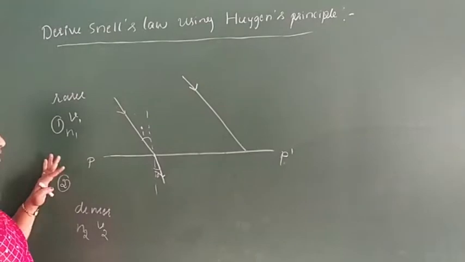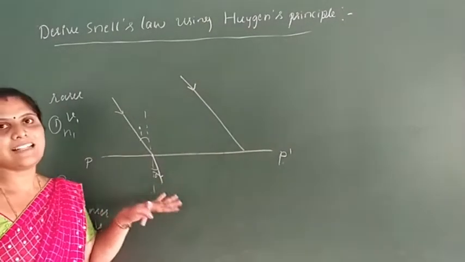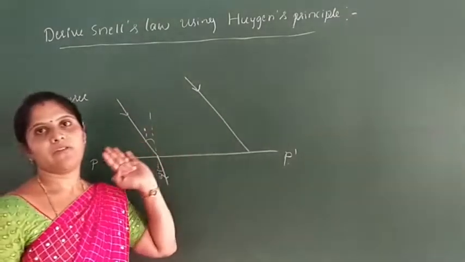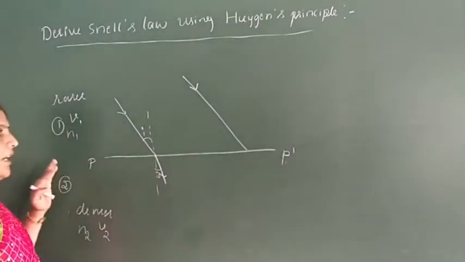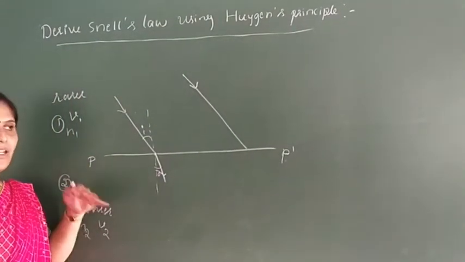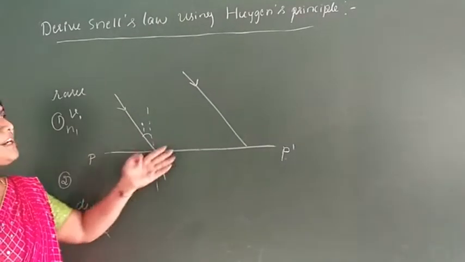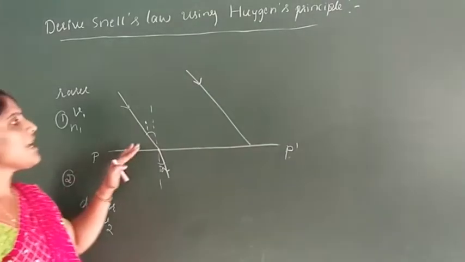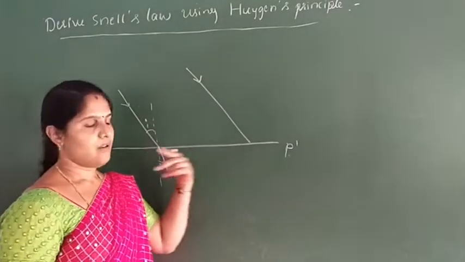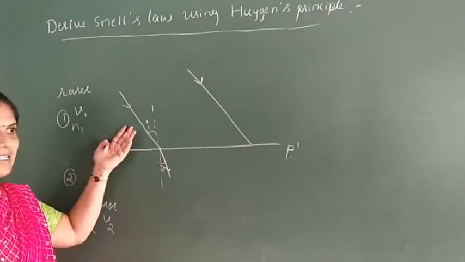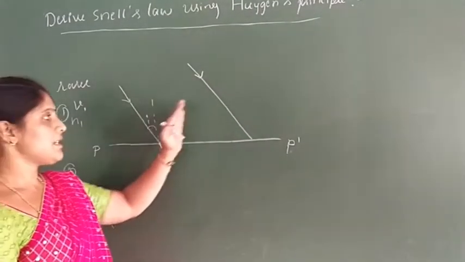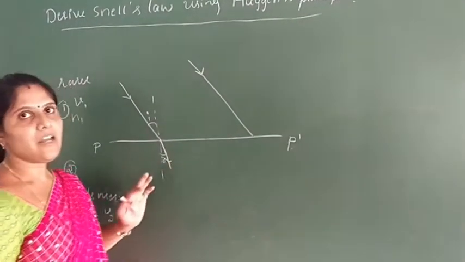But here we prove Snell's law by using the wave nature of light. In the wave nature of light, we use wavefronts instead of a beam of light. Instead of the incident ray and refracted ray, we use the incident wavefront and refracted wavefront.